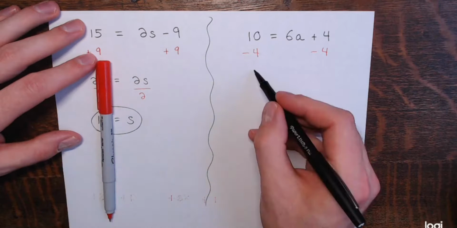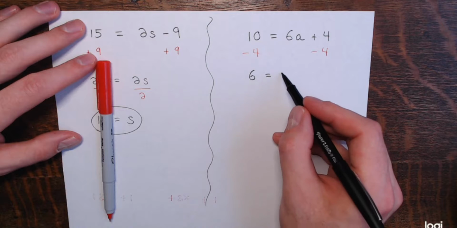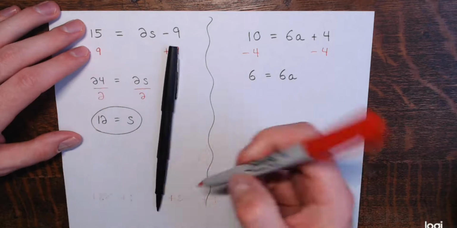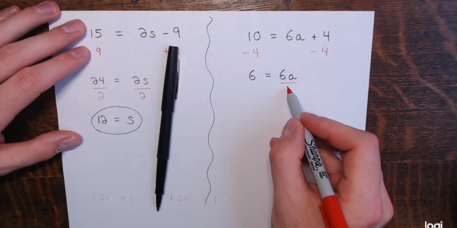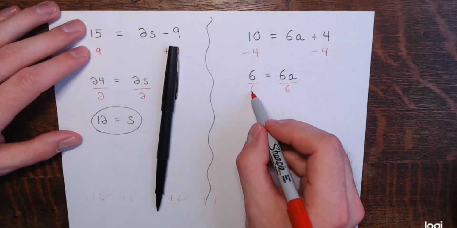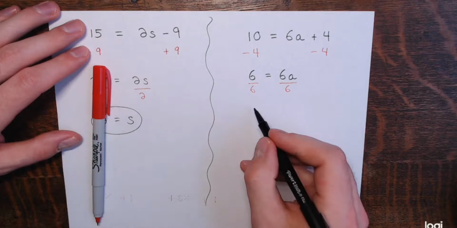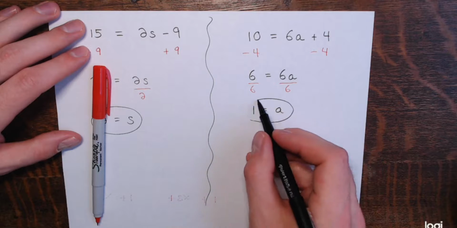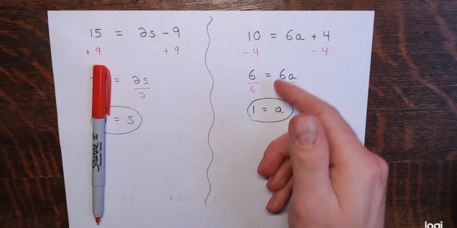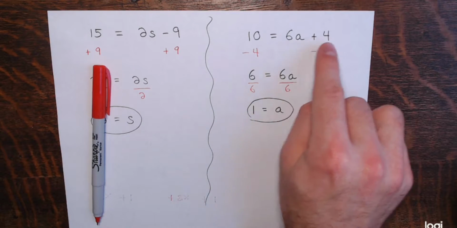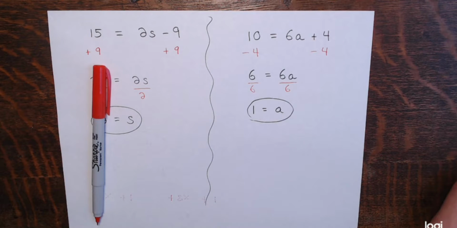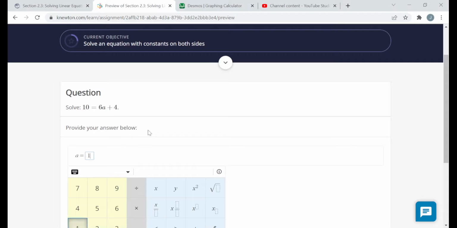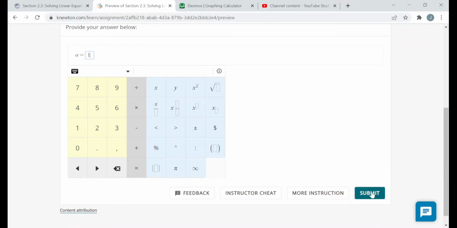So now I have 6 on the left, 10 minus 4 equals 6 times a on the right. And to get the variable a by itself, we divide by 6. Divide by 6. And 6 divided by 6 is positive 1. Right? So a is positive 1. And go ahead and check that. 6 times 1 plus 4 is 10. 10 equals 10. That works out. Don't forget to check your solutions before you submit them, just to make sure you're correct.